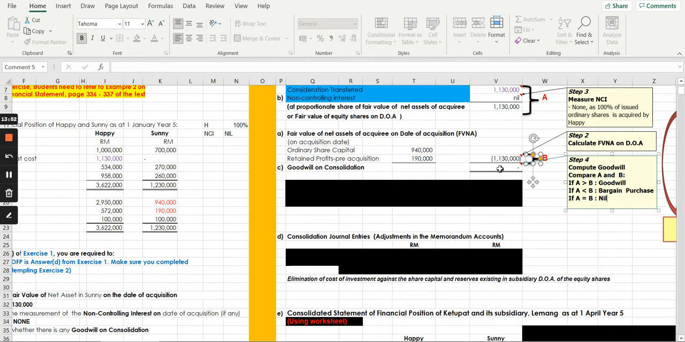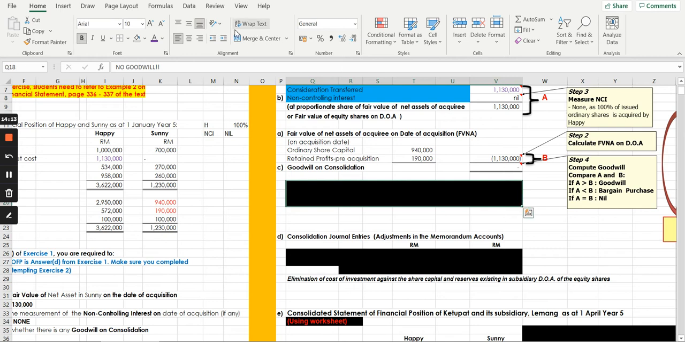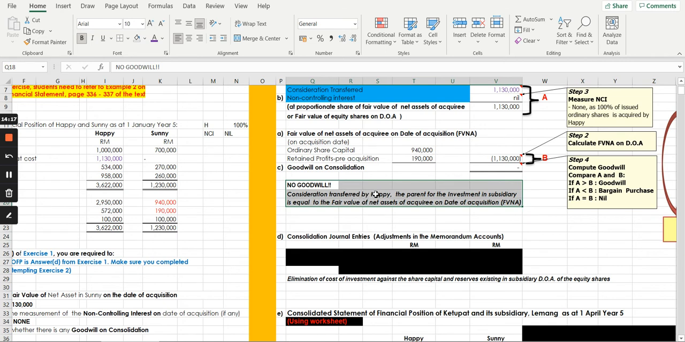With that, there is no goodwill. There is no goodwill, meaning that you just pay to your subsidiary just the amount which is equal to the net worth of the company, or the fair value of the company, which is 1130. You don't pay extra. There is no premium that is being paid. And the reason why, this is because no goodwill, since the consideration transferred by Happy, the parent, for the investment in subsidiary is equal to the fair value of the net asset of acquiree on the date of acquisition.